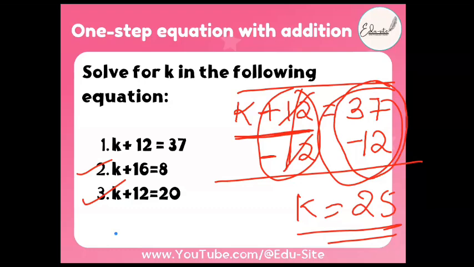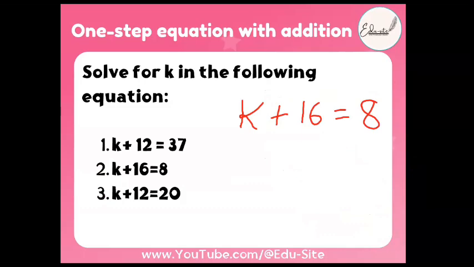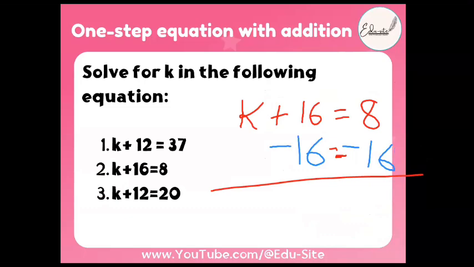Can you go a little bit slower? Okay. Now the next equation, k plus 16 is equal to 8. How will you solve this, beta? Now I'll do minus 16 and then minus 16. Equal to should be written as it is. Minus 16 on both sides. Excellent. So plus 16 and minus 16.